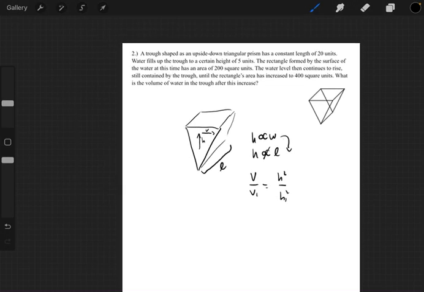So that's the premise. Now, I definitely recommend pausing here and trying this, using what you know, but I will be going over it.